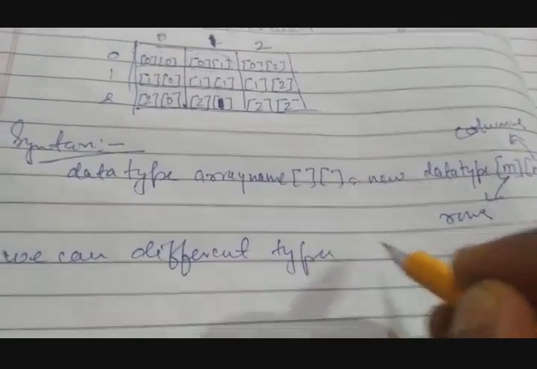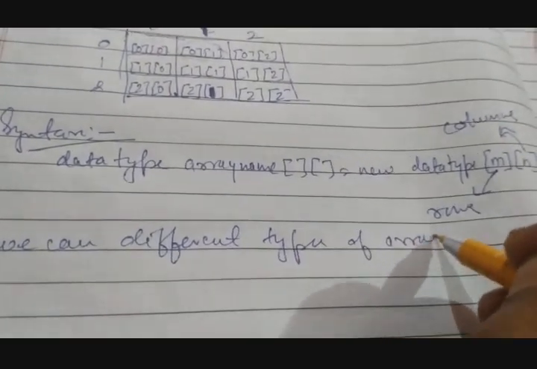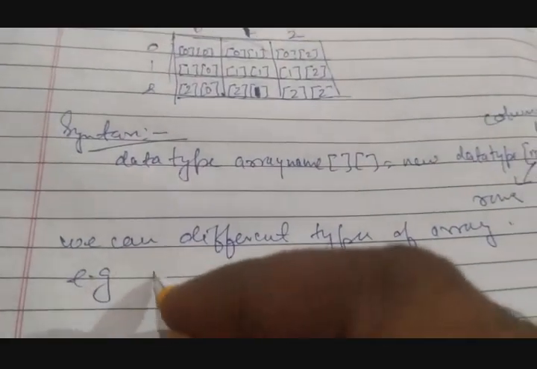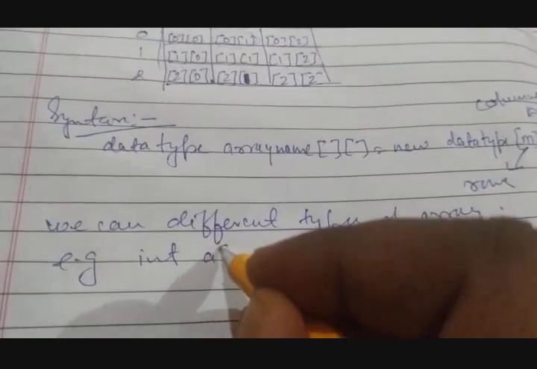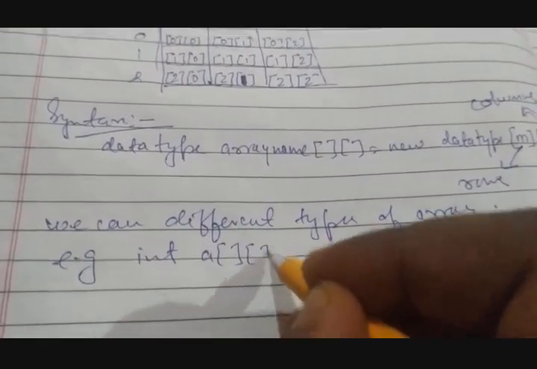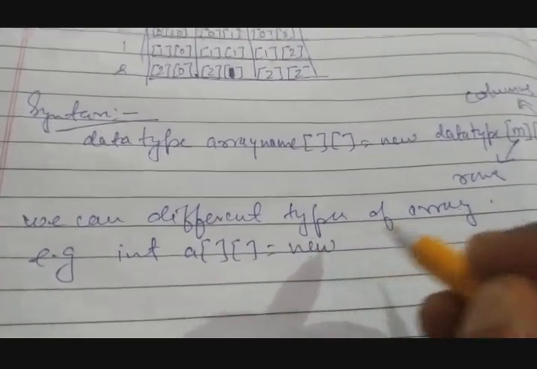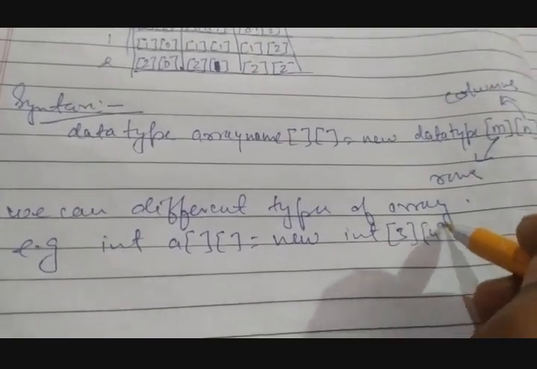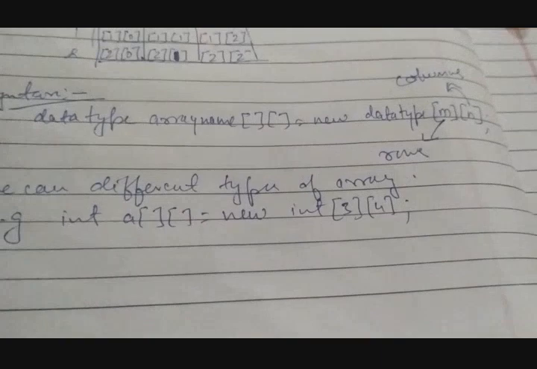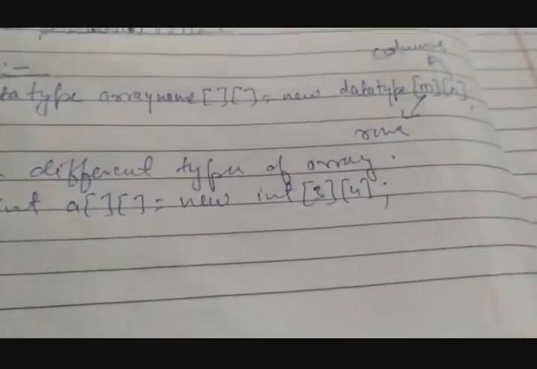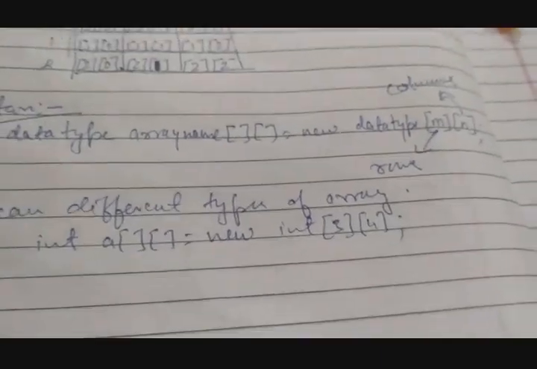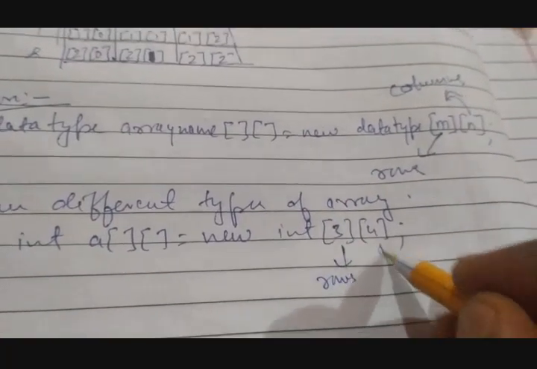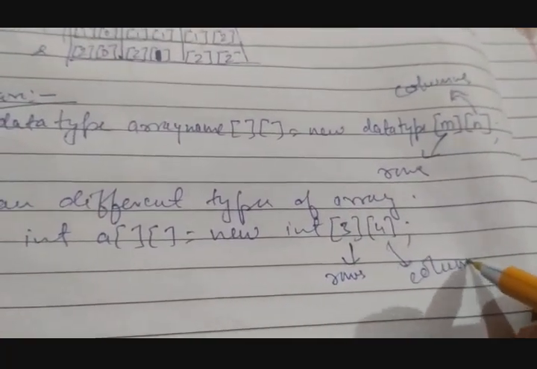types of arrays. You can construct an integer array. Example: int a array equals new int 3, 4. Now what does it mean? You have created an integer array which contains 3 rows and 4 columns.